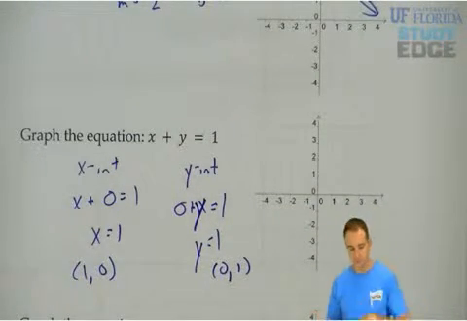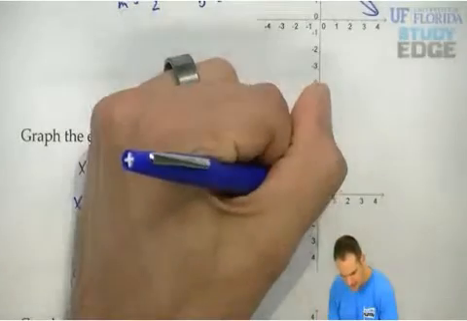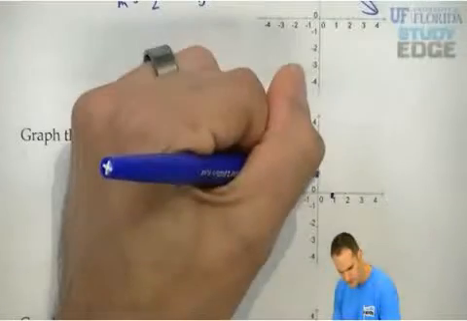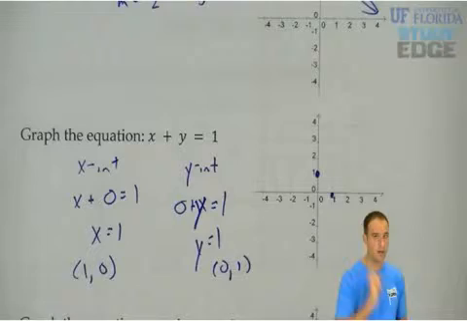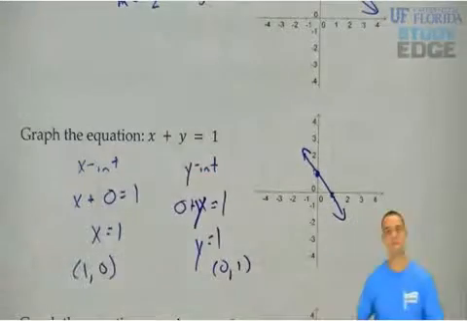Just again, x-intercept, y is 0; y-intercept, x is 0. The x-intercept is 1. Hit the x-axis at 1. The y-intercept is 1. Hit the y-axis at 1. You've got 2 points, connect them, and there's your line.